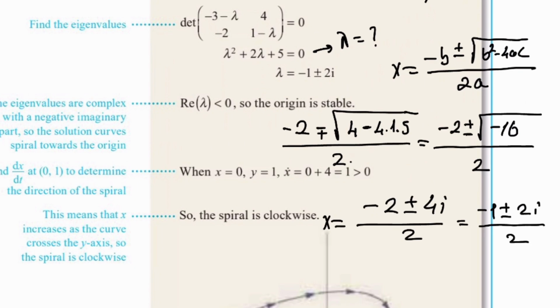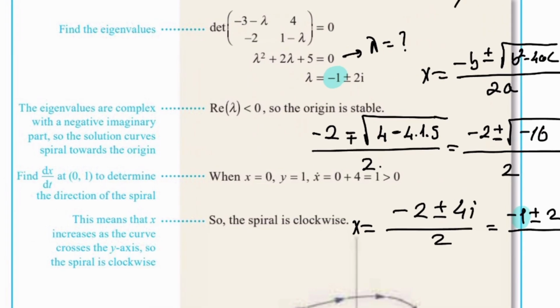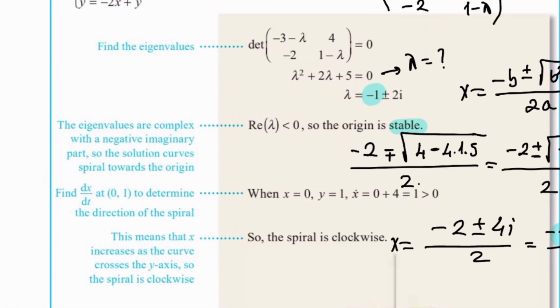So what is the real part, guys? These are the solutions. So 2 is gone. What is the real part? Real part is minus 1, as you see here, right? It is smaller than 0. So it is stable. How do you sketch the phase portrait of this one?